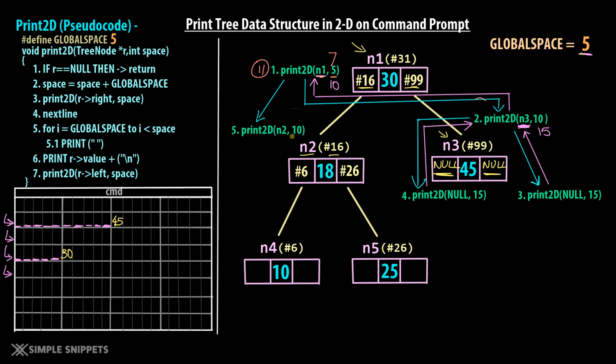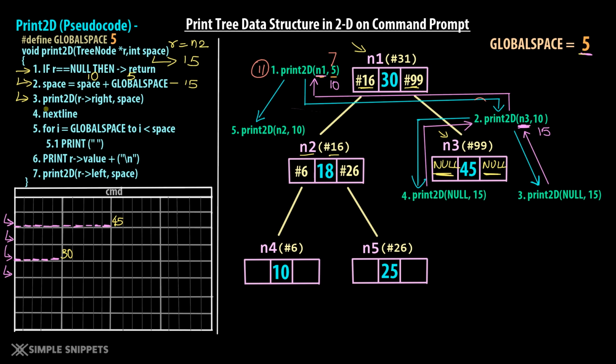So we are passing n2 and the space value is passed as 10. First step is r equals null. No, r is this time equal to n2 and the space value that we've passed is 10. Then at step 2 we are calculating space again. We are saying space is equal to space plus global space. The space value we passed is 10, global space is 5. So now the total becomes 15. Let's update it over here, 15.